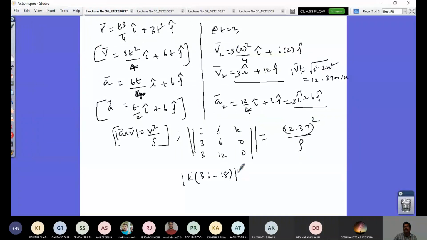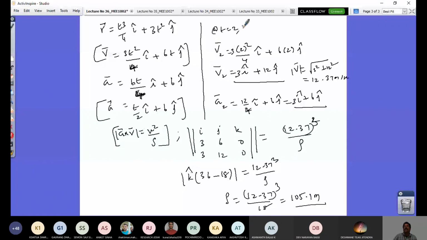So this modulus is what is 12.37 squared by cube by rho. So this solves for rho. Since it is a unit vector, its modulus is now 18. So rho will be 12.37 cube by 18. So you get 105.1 meters. So that is your radius of curvature at that time instant, at t equal to 2 seconds.